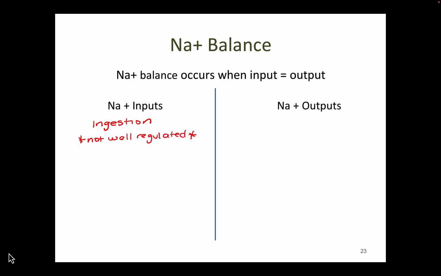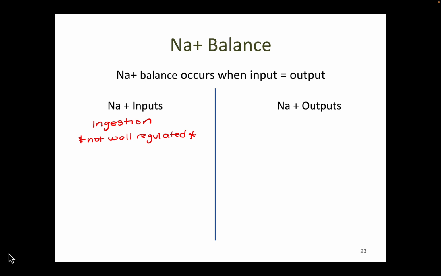So you might crave saltier foods, but your body doesn't actually have a way of saying, hey, that's enough sodium, or no, you need to eat more sodium. So we kind of just eat to our taste preferences. We're not really doing this based on sodium balance.